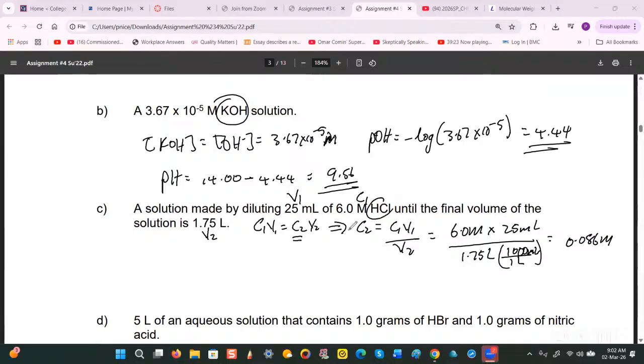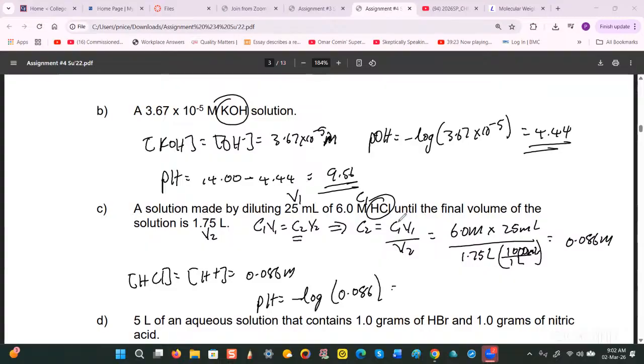All right, so that would be the concentration of the hydrochloric acid. Now again, hydrochloric acid is a strong acid, so the concentration of HCl would be equal to the concentration of H plus, which is the 0.086 M. So therefore the pH would be equal to minus log of 0.086. And according to my calculations, that works out to be 1.07 as the resulting pH. All right.